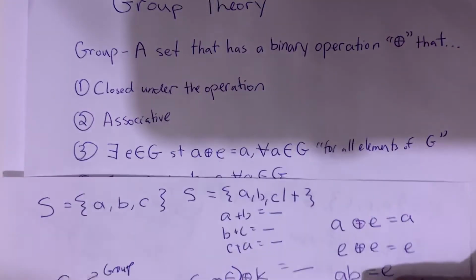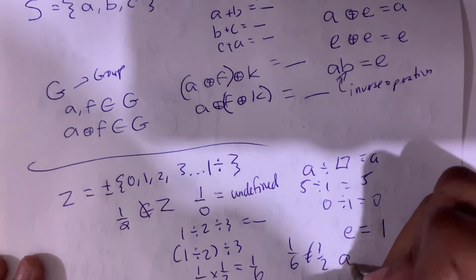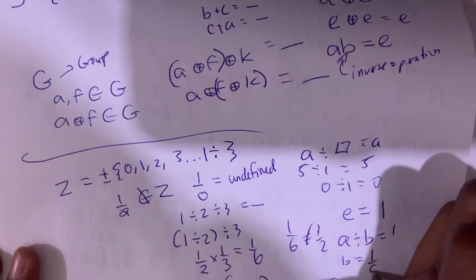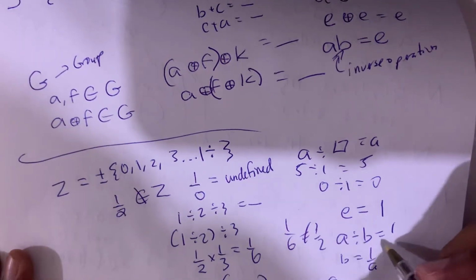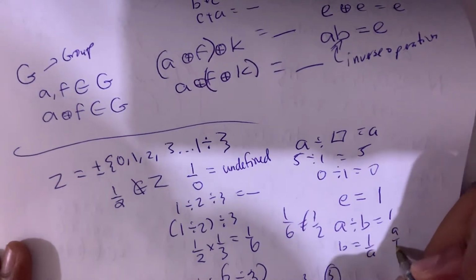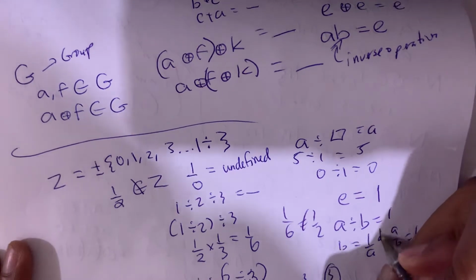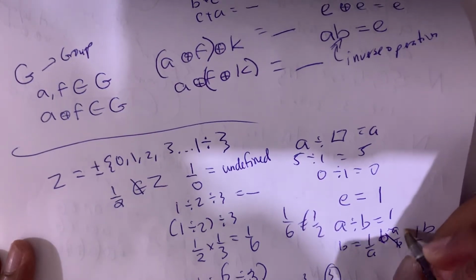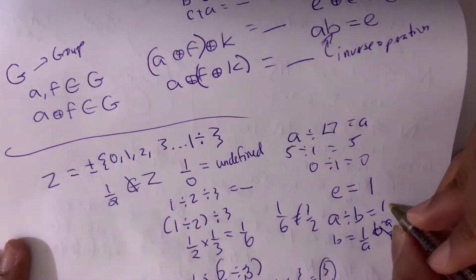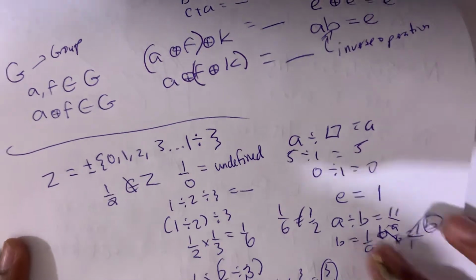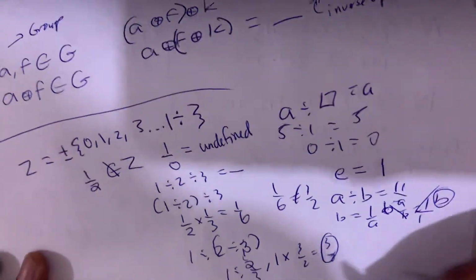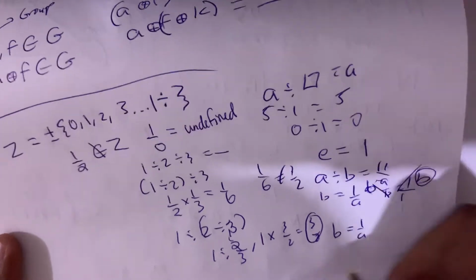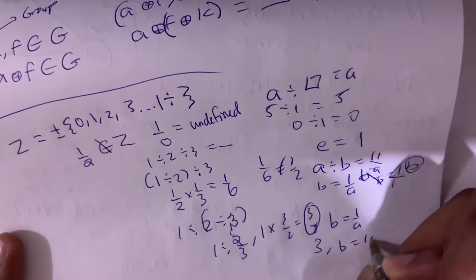Is there some inverse? Well, does there exist some b where a divided by b gives us 1? Well, yeah, b would just have to be 1 over a. Do the algebra to find this. If a over b equals 1, b of course would have to be 1 over a. Okay, so yeah, so there is an inverse element 1 over a. Like for example, for 3, the inverse will be 1 over 3.